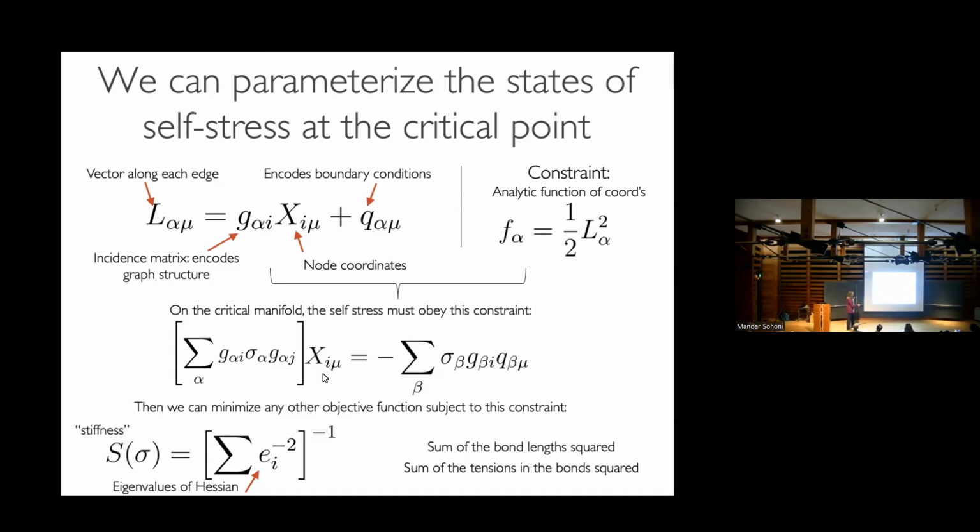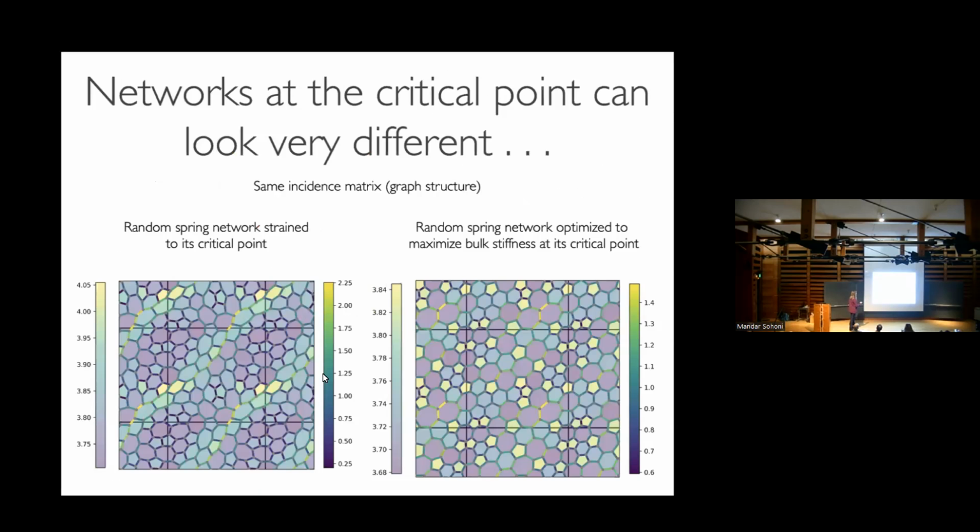Okay, so what does it mean? It means we can minimize any objective function that we can write down in terms of the states of self-stress. So for example, you can write down, I want the direction that's maximally stiff if I pull in this direction and minimally stiff in the opposite direction. You can write down a criterion that you can optimize in terms of states of self-stress. Okay, so why is that interesting from a learning perspective?